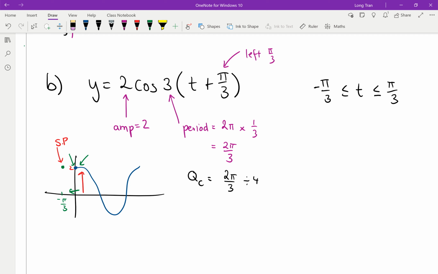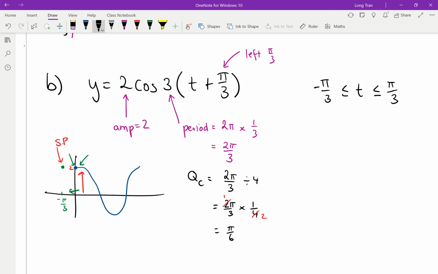All right. Quarter cycle, 2 pi on 3 divided by 4. So I'm making it into quarters now. And 2 pi divided by 4 gives me pi on 6. Or if you don't know how to do this, I'm going to write it again. 2 pi on 3 times 1/4. And you can see that the 2 and the 4 reduce to 1 and 2. And that's how I got pi on 6.